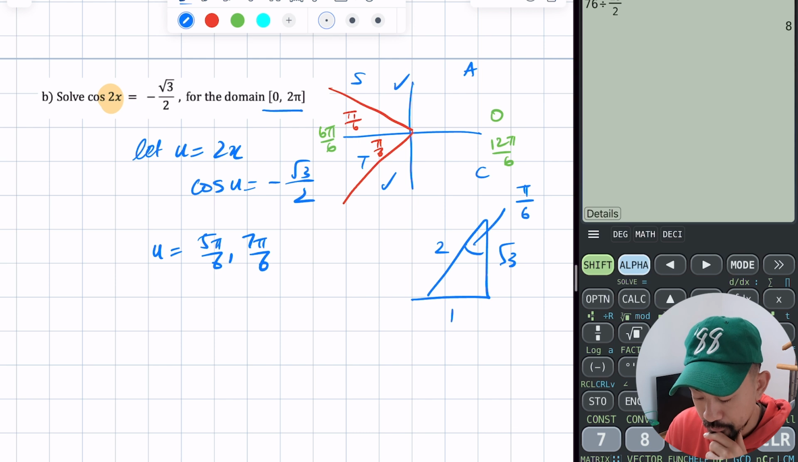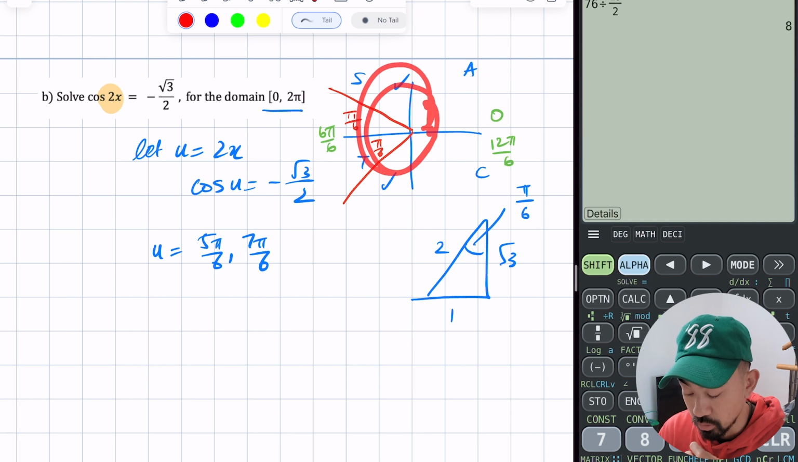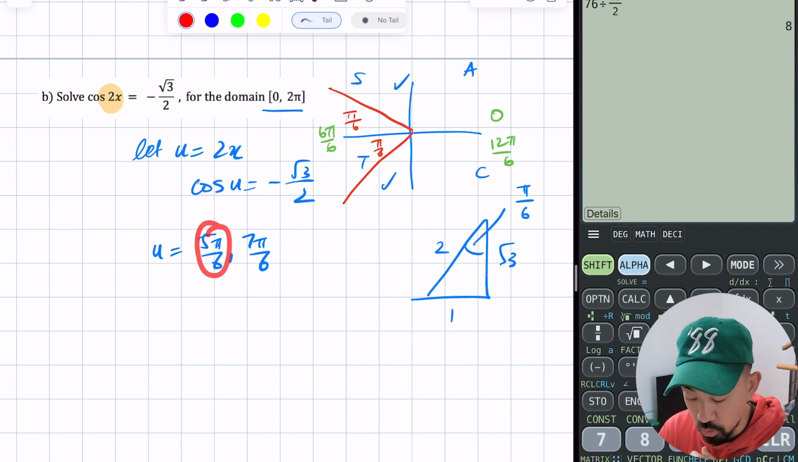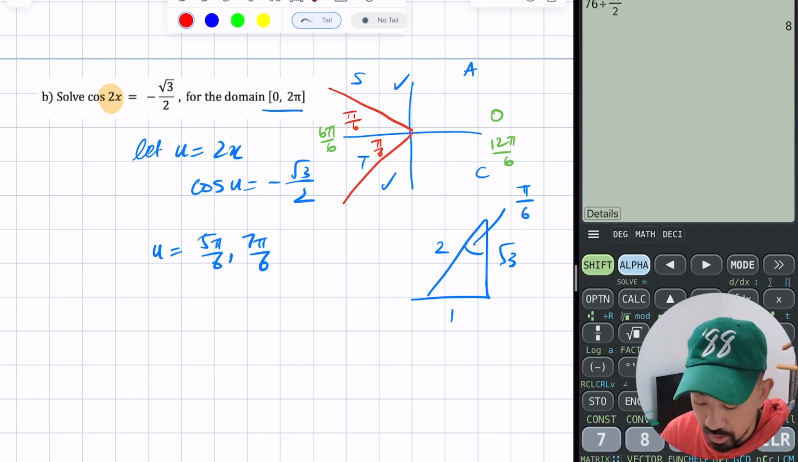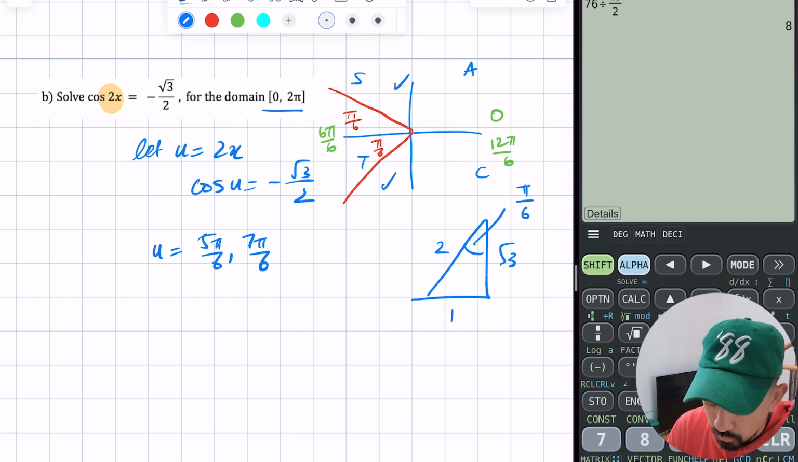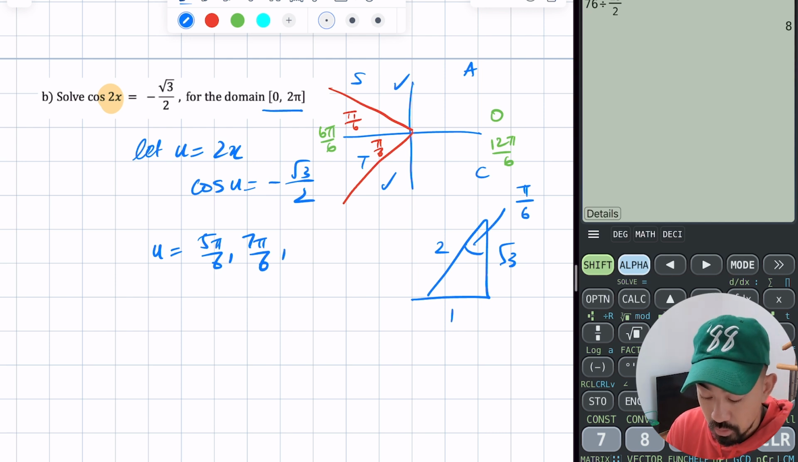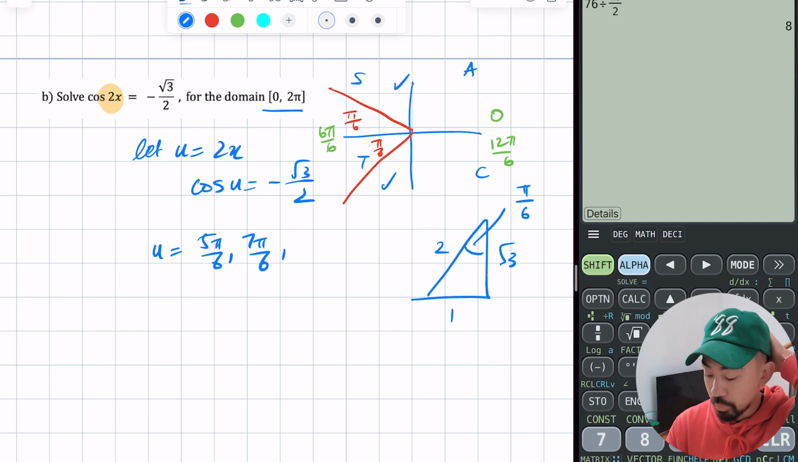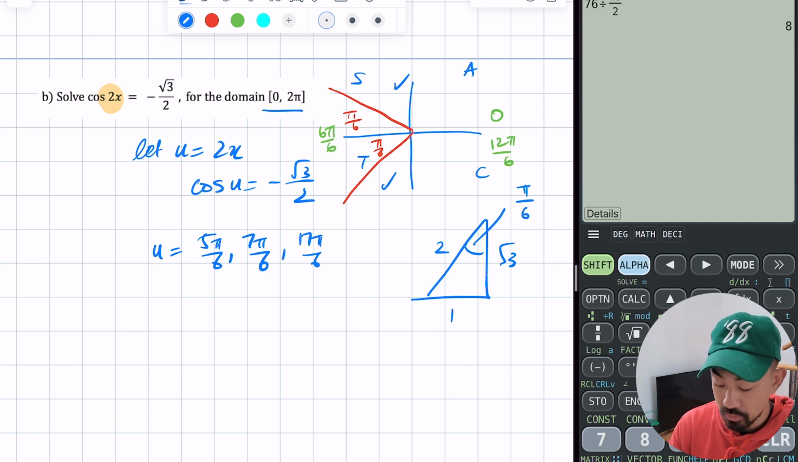Okay, now, because there's a 2x there, it tells us we've got to go twice around the circle. So all I need to do is add on another 2 pi to both of these, and I will have my solution. So 5 pi on 6 plus 12 pi on 6, that's going to be 17 pi on 6.